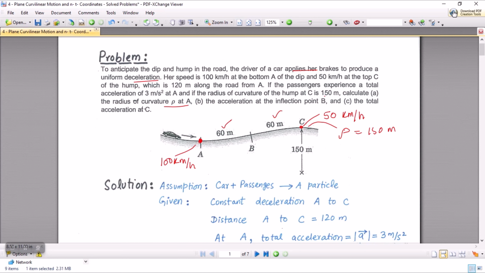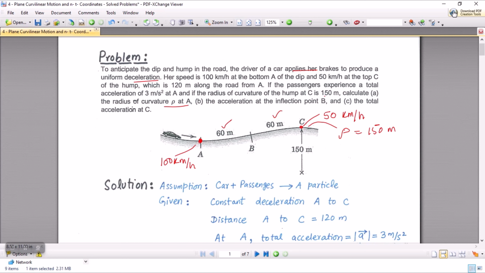First thing to determine is the rho value at A. This depression is a curved path, and what is the corresponding radius of curvature for that? The radius of curvature for this concave down curve at point C is already given, 150 meters. Second thing to determine is the acceleration at the inflection point B. We can readily say that it will only have the t component of acceleration, no n component at point B, but at points A and C it will have both components, a sub t and a sub n.